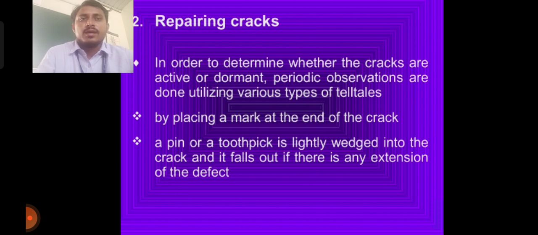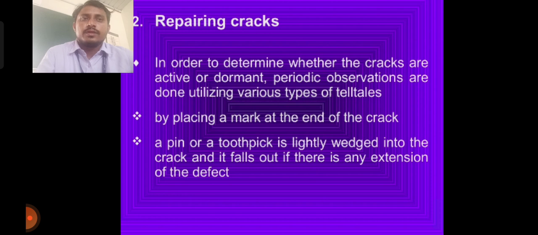Whether the crack is active or dormant, you need periodical observation, which is done at the maintenance stage. We have so many kinds of maintenance: preventive maintenance, corrective maintenance, repetitive maintenance. There are a lot of maintenance types. So maintenance is required.